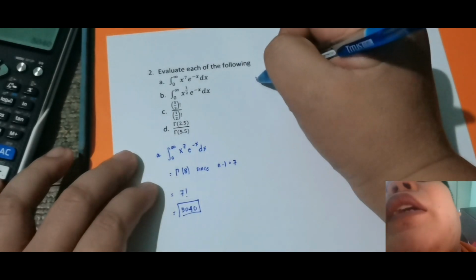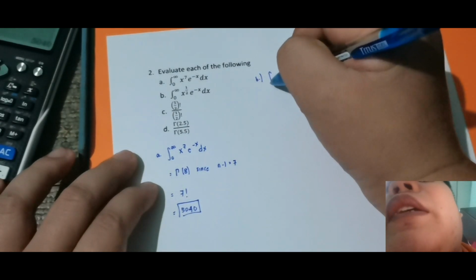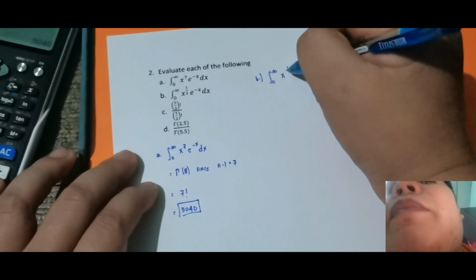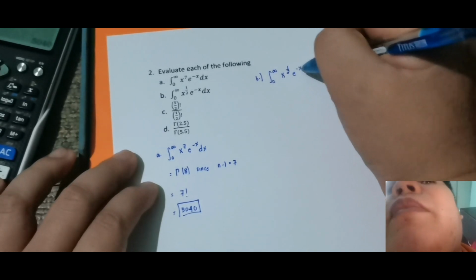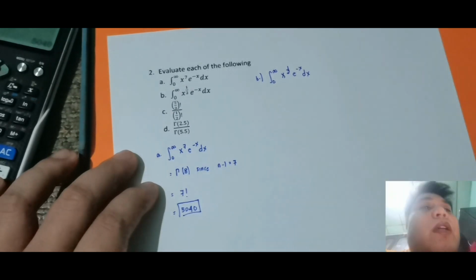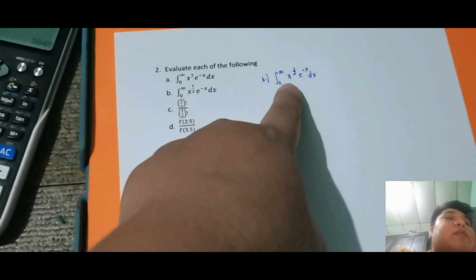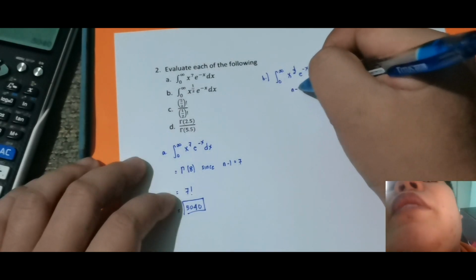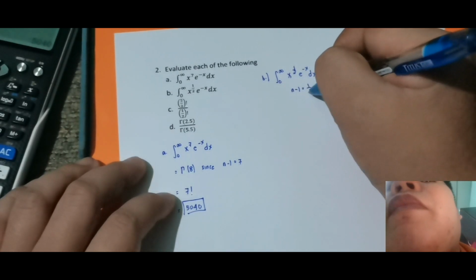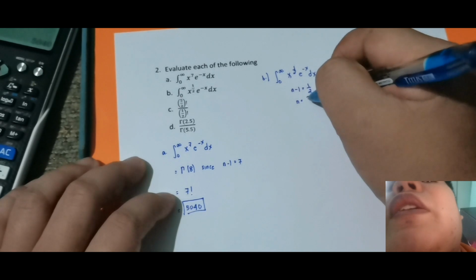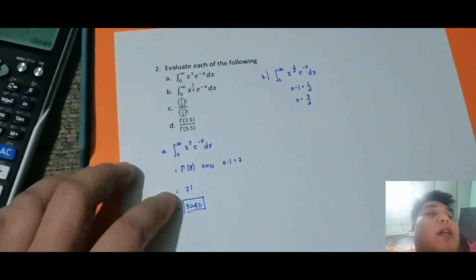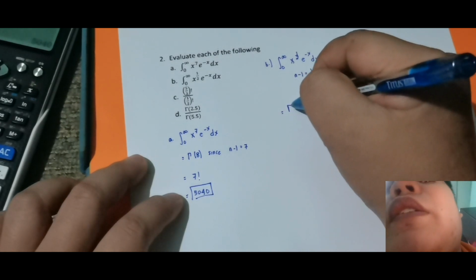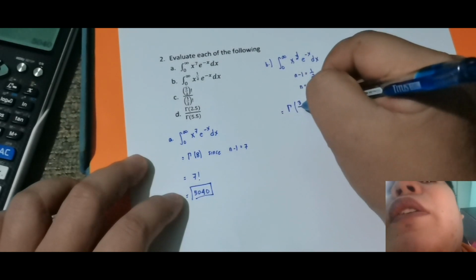So letter B, we have the integral from 0 up to infinity of x raised to 1/2, then e raised to negative x dx. Since you are aware again, this is minus 1 because it's inside. Or what you can do to see it better, n minus 1 is equal to 1/2. Therefore, n is just equal to 3/2, because 1/2 plus 1 is 3/2. So therefore, this is just gamma of 3/2.